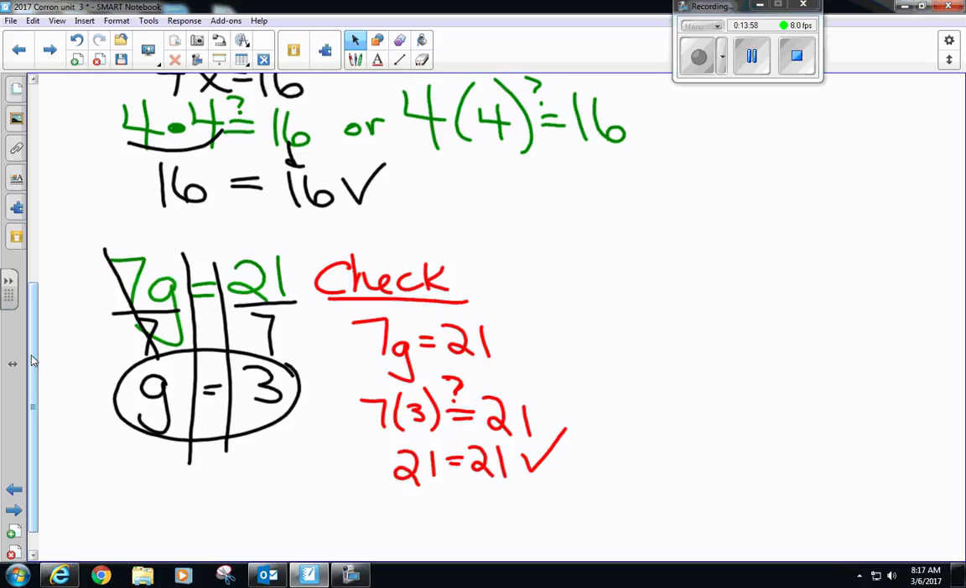Easy peasy lemon squeezy. Pretty much. Same idea. Just give you a second to catch up. And then we're going to go back up to the top and do some division ones.